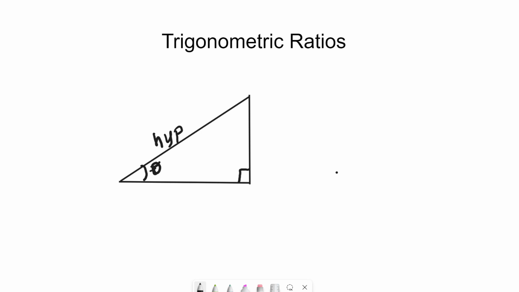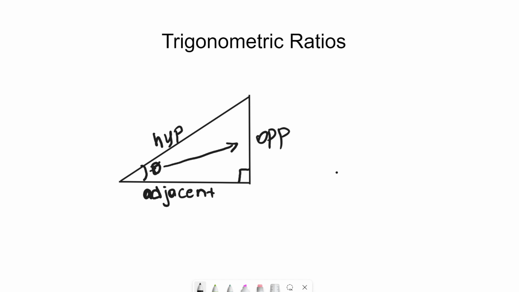Now, the adjacent side is the side that's very close to theta, right beside theta, hence the word adjacent. So my adjacent side is going to be this. The side that is opposite is the side that is facing my angle theta, directly opposite of it. So this is going to be my opposite side.